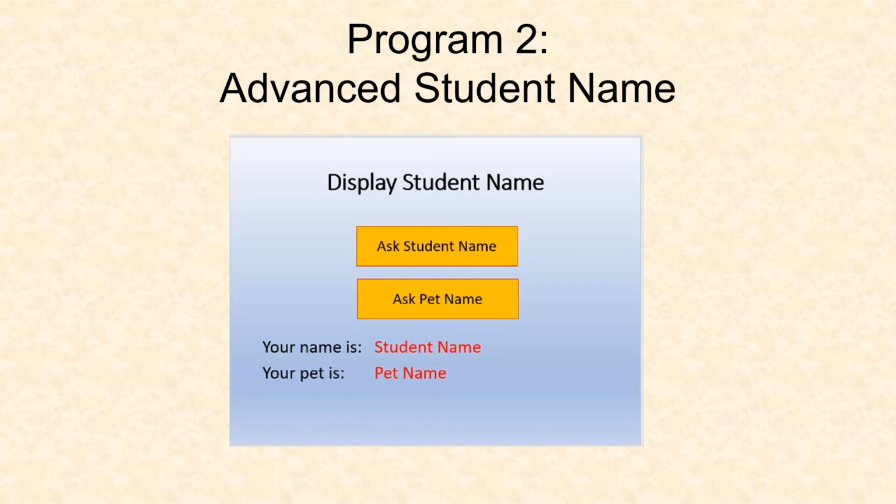And finally this week, our second coding activity will be advanced student input. We're going to ask the student for their name and ask for the name of a pet, and then underneath we'll create two text boxes, one for the student name and a second text box for the name of their pet.